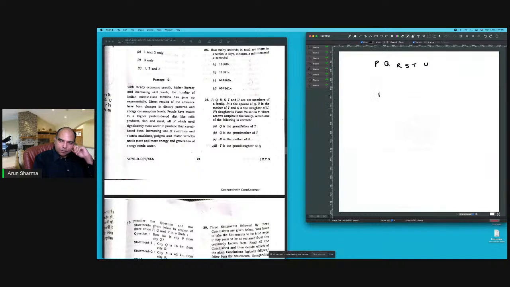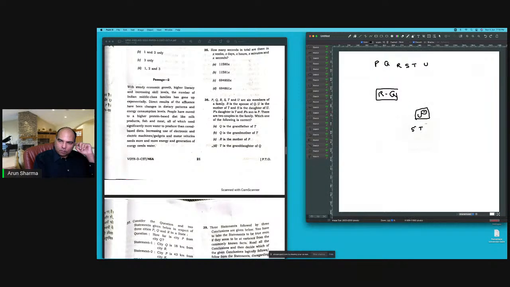R is spouse of Q. So RQ is a couple. U is the mother of T and S is the daughter of U. U is a female, mother of T, and S is the daughter of U. So S and T are siblings.